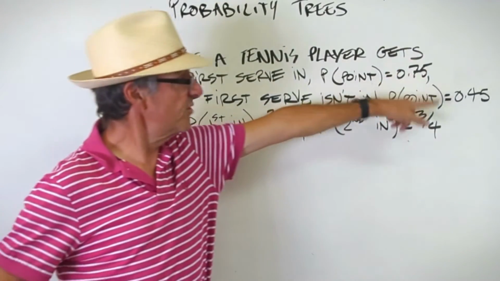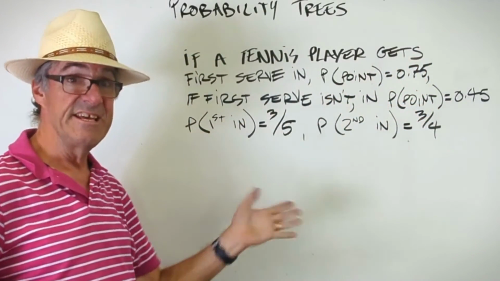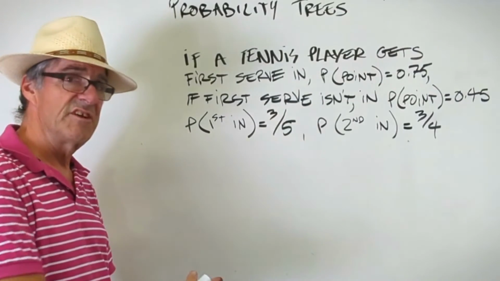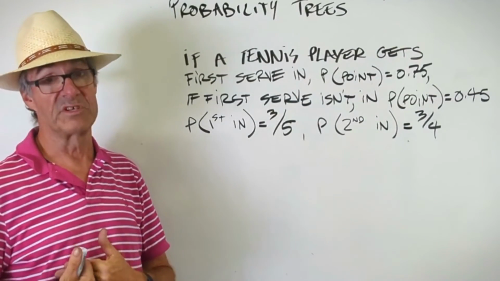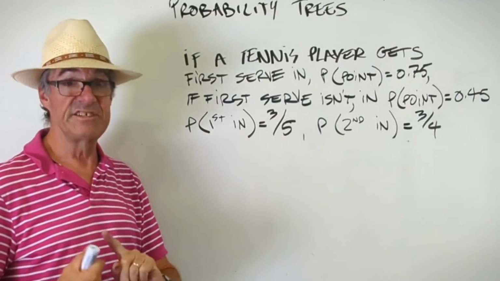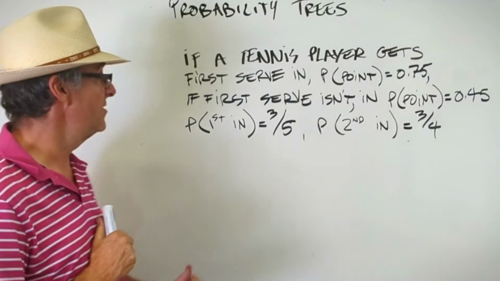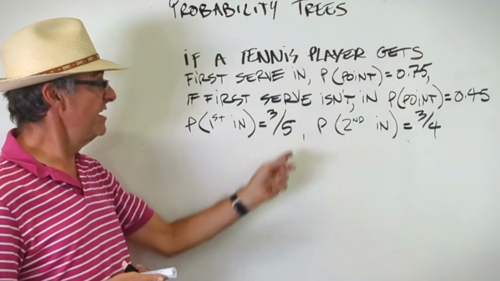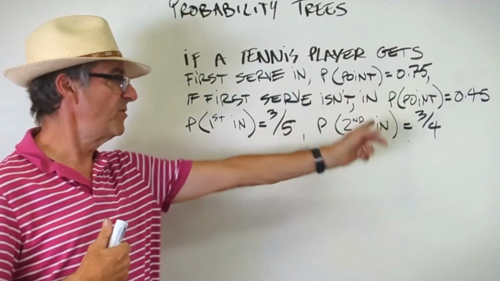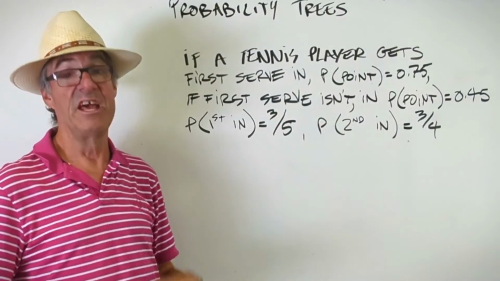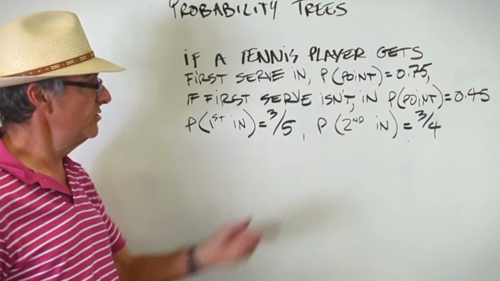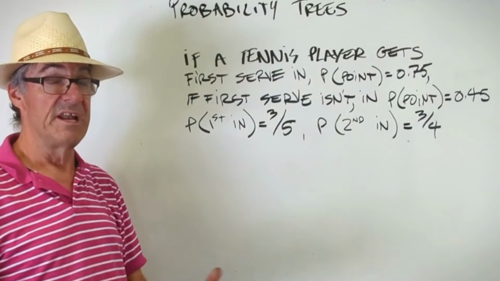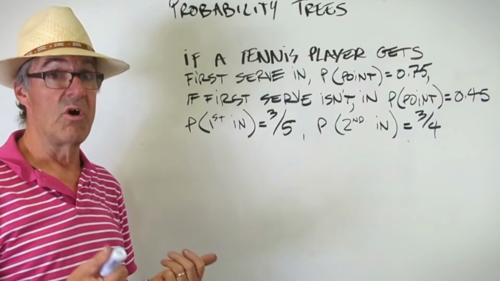So those are the first 2 probabilities. First serve in, I can win the point 75% of the time. Second serve in, I can win the point 45% of the time. Now, to analyze this situation, we need 2 more probabilities. The probability that I get the first serve in is 3/5. The probability that I get the second serve in is 3/4. So you can see this is a little bit higher probability because I'm going to back off a little bit, not quite hit that so hard.